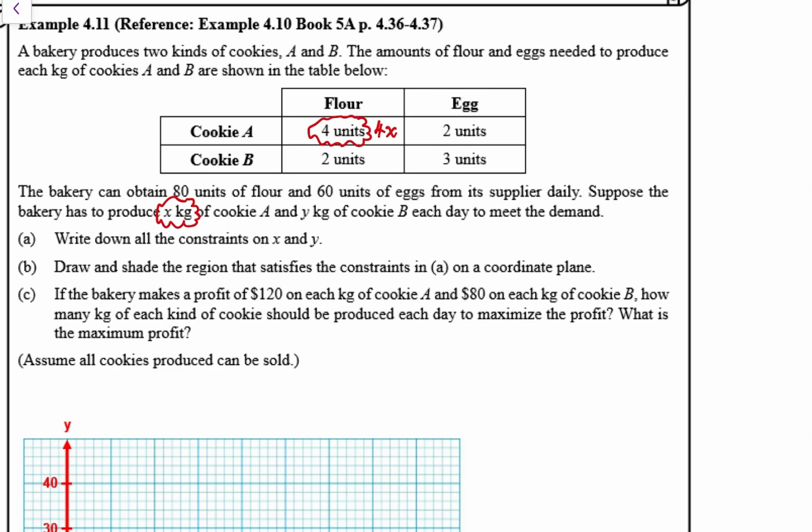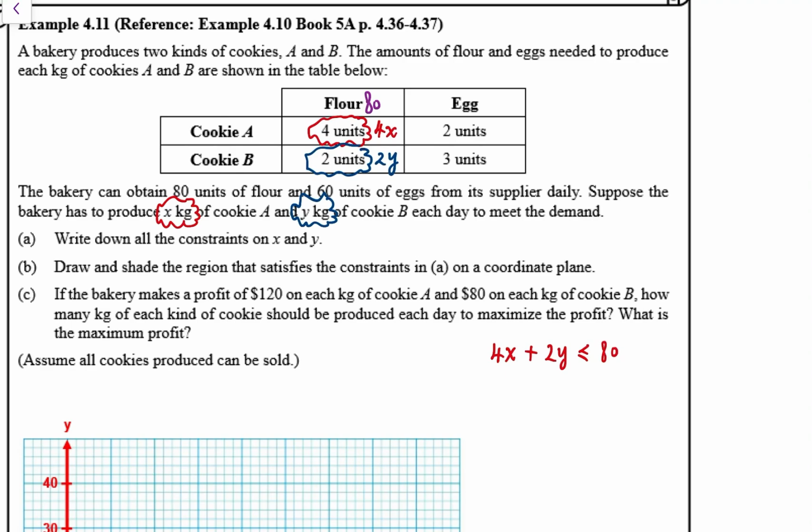And for cookie B, we have y kilo. And for each kilo, I need 2 units. So that would give me 2y. And the total amount of flour will be 80 units. So at most, we can make use of 80 units of flour. And we can set up the first constraint, which would be 4x plus 2y less than or equal to 80.